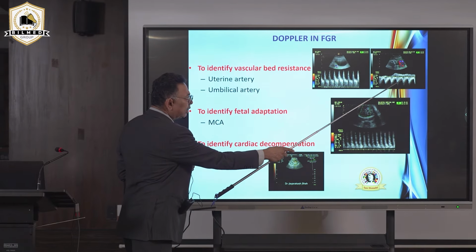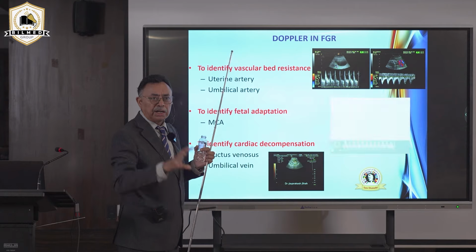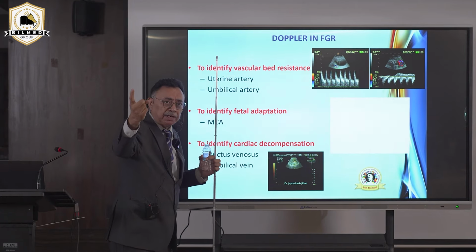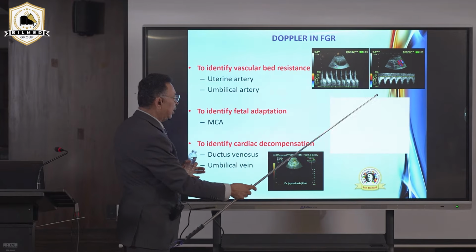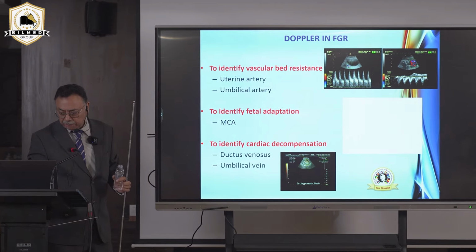I am not worried with this picture. If it is less, I start getting worried. Because now the heart has to pump more for the uterine vessel to go. And when the heart pumps more, maternal tachycardia, maternal blood pressure will rise. So PIH will happen. And so we will look at the uterine and the umbilical.